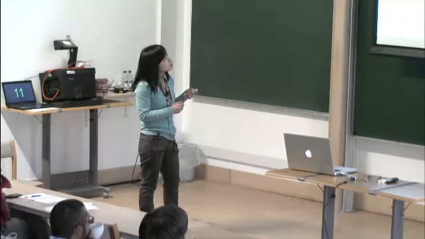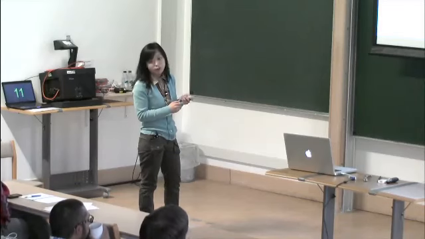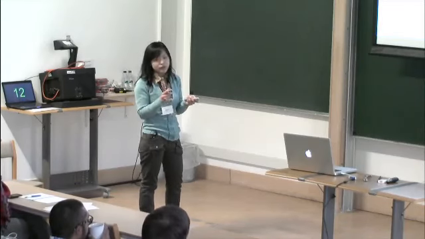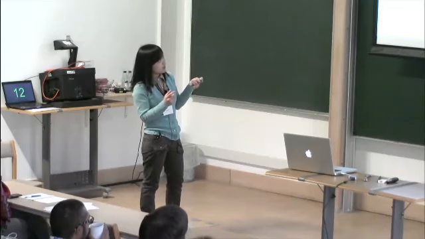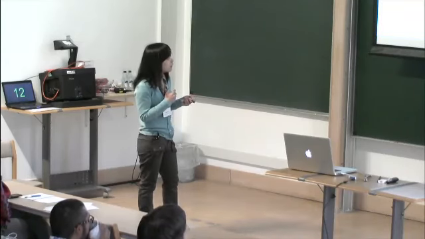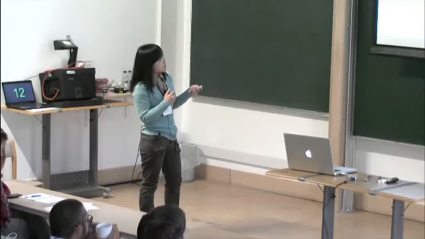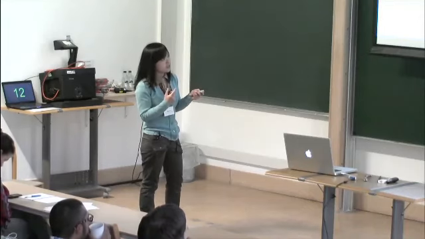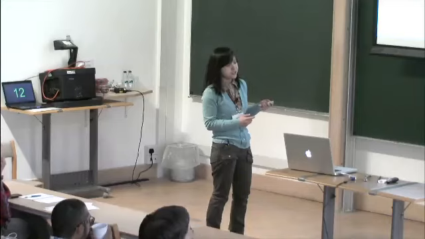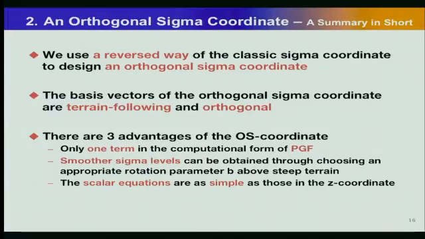First, we got a one-term computational form of the PGF. Second, we can choose appropriate rotation parameters to obtain smoother sigma levels above steep terrain. And thirdly, our scalar equations in the new coordinate are as simple as those in the z-coordinate, indicating that it's easier to use the equations in a numerical model.